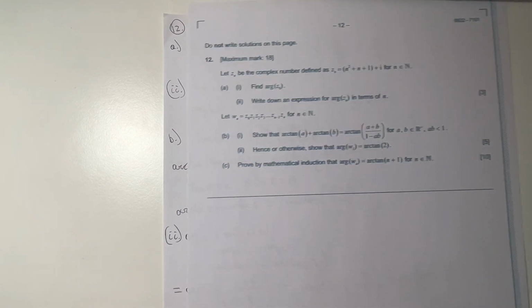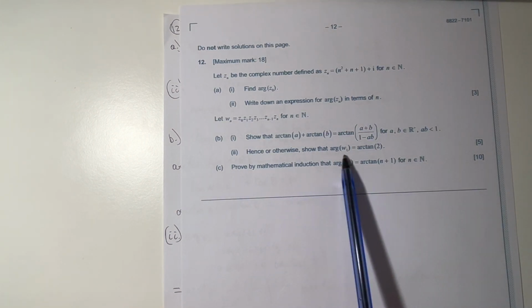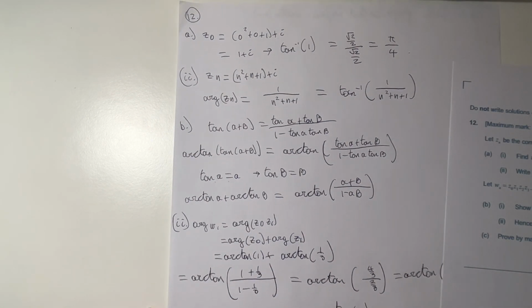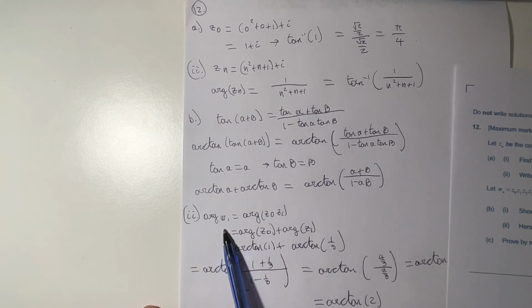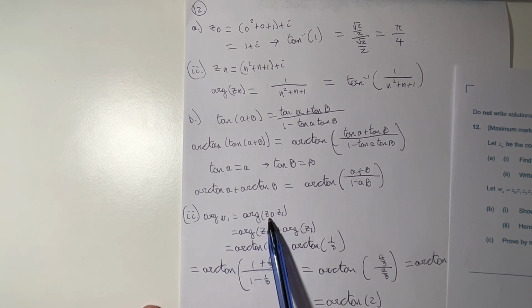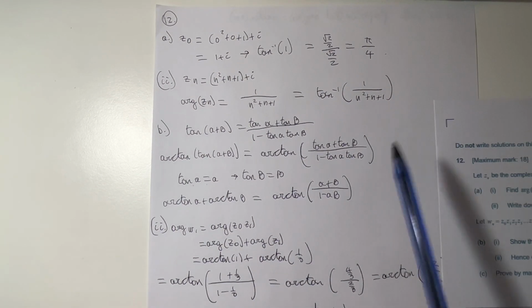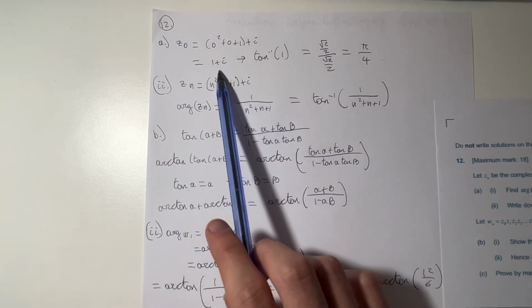In the second part, they're asking us to show that arg of W1 is equal to arctan of 2. What we need to recognize here is that we already know what arg of W1 is. It's simply arg of Z0 times Z1. And knowing complex numbers, you can just rewrite it as arg Z0 plus arg Z1. We already know what the argument of Z0 is. We calculated it before. It's simply arctan of 1, right here.